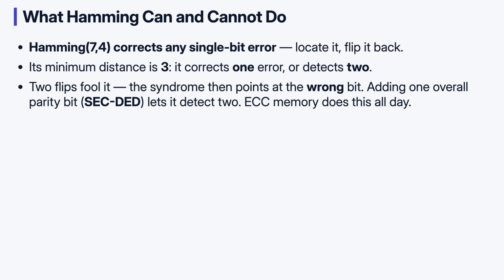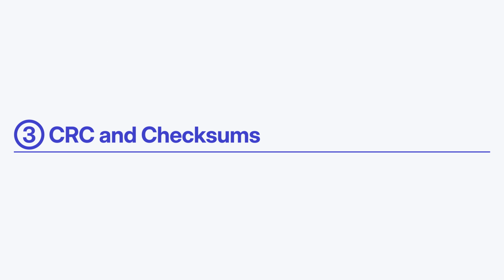Adding 1 more overall parity bit, a scheme called single error correction, double error detection, lets it catch 2 errors as well. This is what the ECC memory in your computer uses, silently all day. Parity and Hamming work bit by bit. CRC takes a whole block and gives it a powerful check value using division.